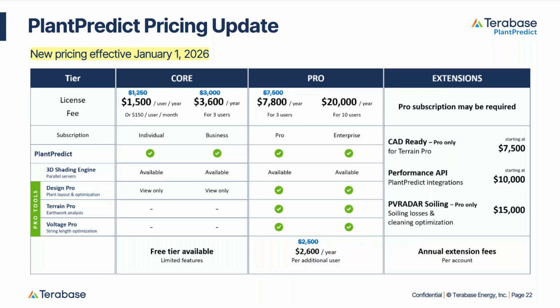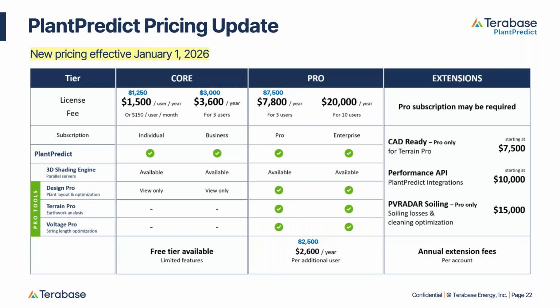However, our Enterprise, the Pro 10-user version, we are going to hold prices flat. So those of you who are Enterprise customers, we're going to keep the pricing the same going forward. That's a little bit of a benefit to you all. Our extensions are staying priced as they have been in 2025. So you can see $7,500 for the CAD Ready, $10,000 for the Performance API, and then the PVRADAR.